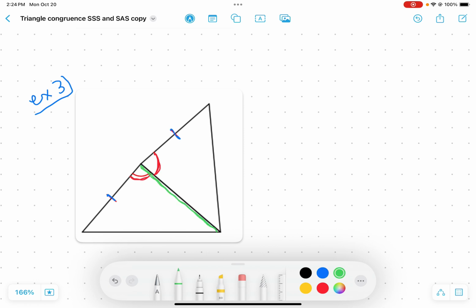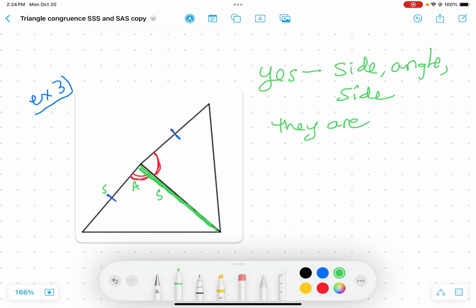So this time it is a side, an angle, and a side. So yes, they have a side, an angle, and the other side. So they are congruent by side, angle, side.